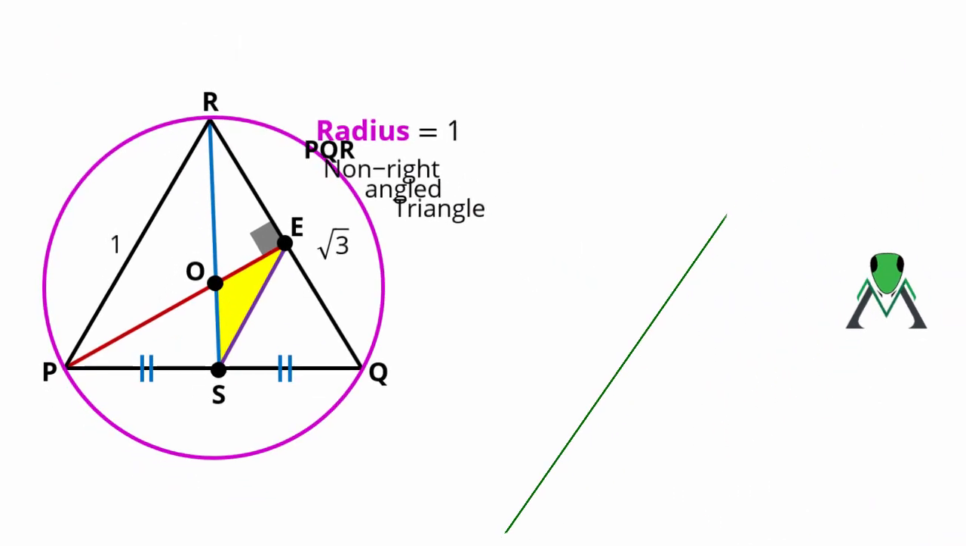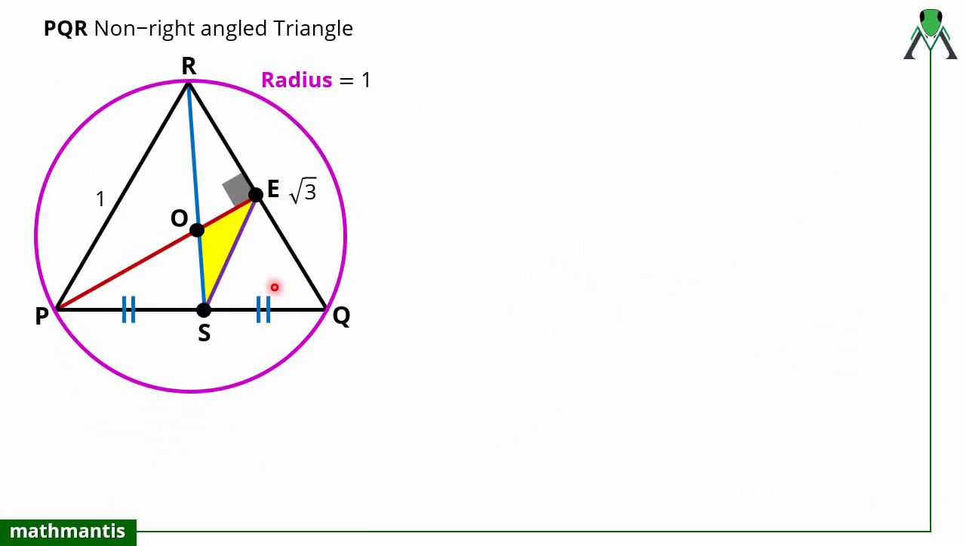So now let's discuss this question and simplify using properties of triangle. The first property that comes to my mind is that we know two sides of a triangle and the radius of the circumcircle. So we can easily use the sine rule to find the third side of the triangle and also the angles, because the sine rule states that a upon sine A equals b upon sine B equals c upon sine C.